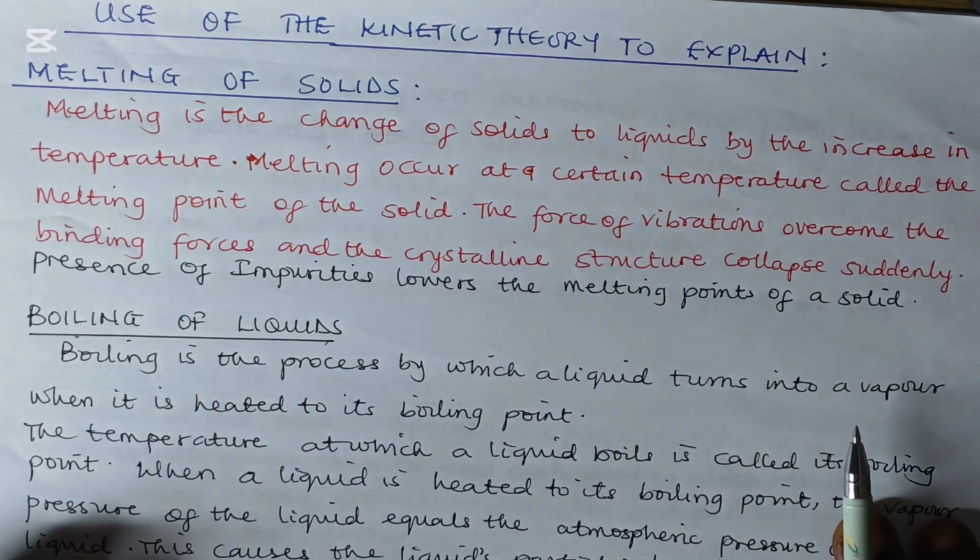But there's something I want you to note. This is usually asked in exam questions. The presence of impurities. Whenever a substance is impure, that is, it has other ions in it apart from the pure substance, the presence of impurity actually lowers the melting point of a solid. That is a point I want you to hold.